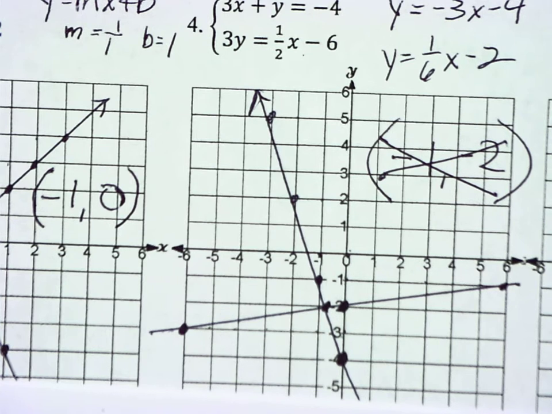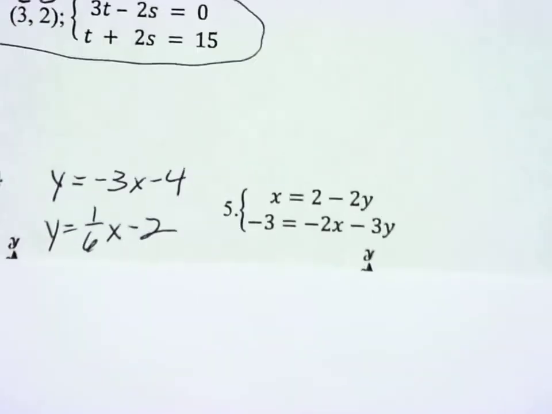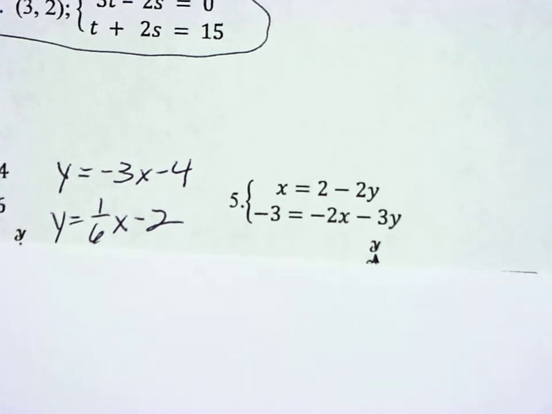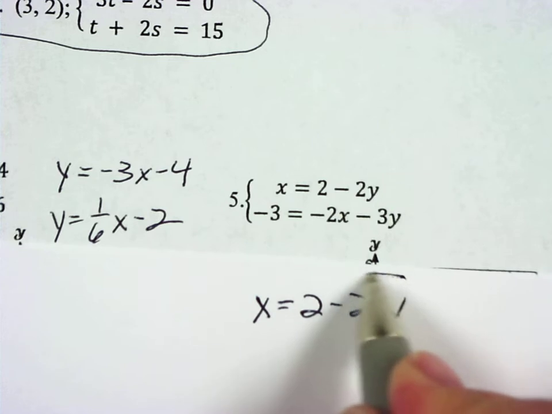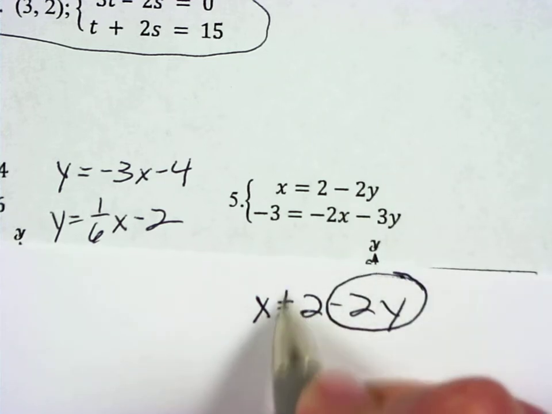So I'm going to go on to number 5. Didn't see that coming, did you? Number 5, I'm going to put it in slope-intercept form. X equals 2 minus 2y. I want 2y alone, so I'm going to subtract 2.